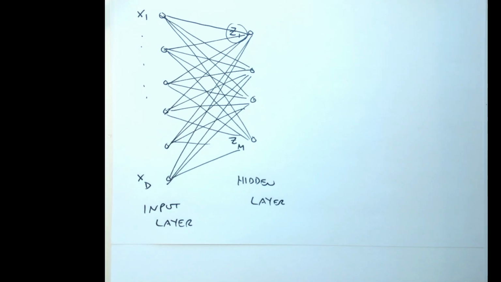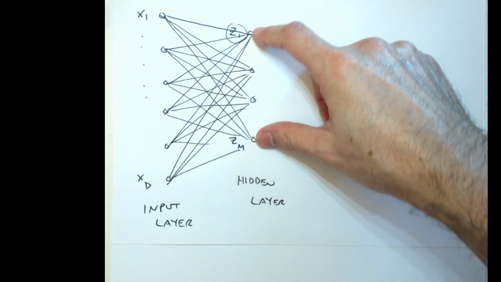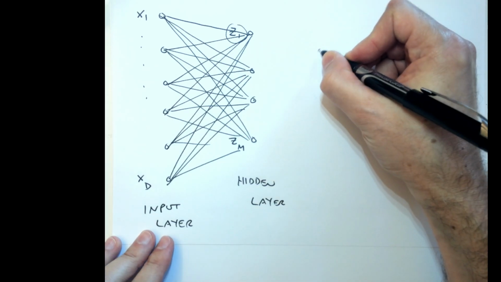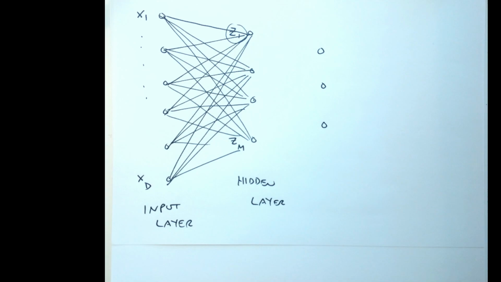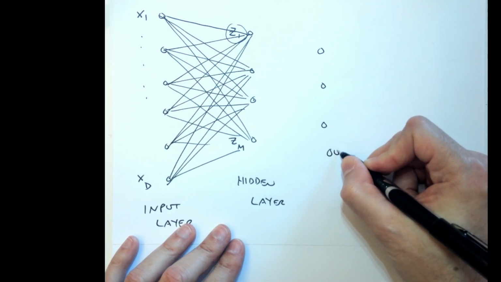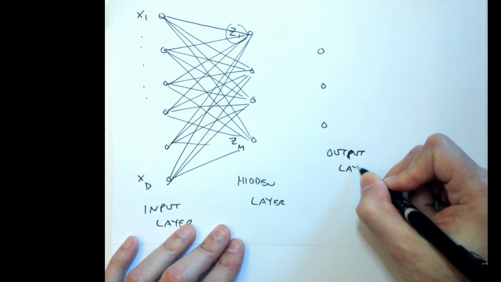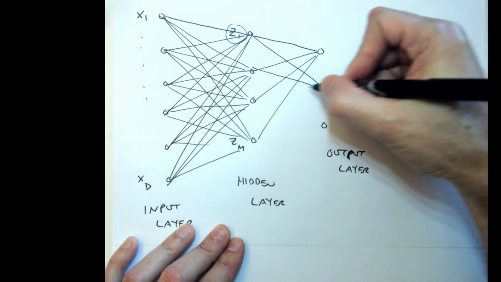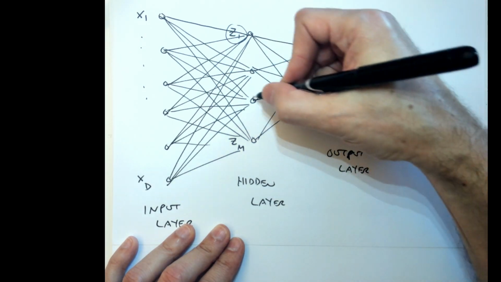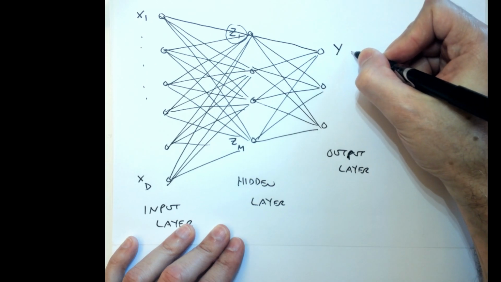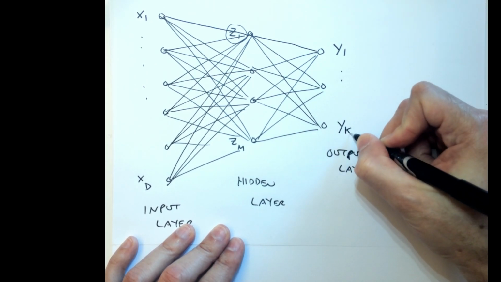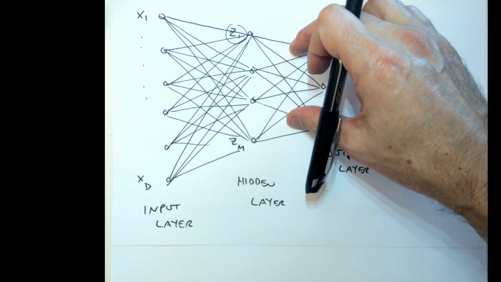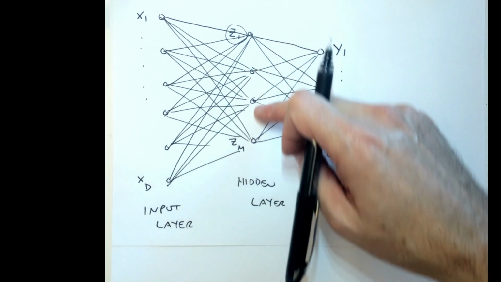The critical idea is that I can think about this set of values as just being some other input, and I can do the same thing again. So I could have another layer, and let's call this the output layer. This is an example of a neural network with an input layer, an output layer, and one hidden layer. Let's call these outputs y_1 through y_k. Again, how do I get these numbers? I get them by doing the same kind of process, except on the z's.